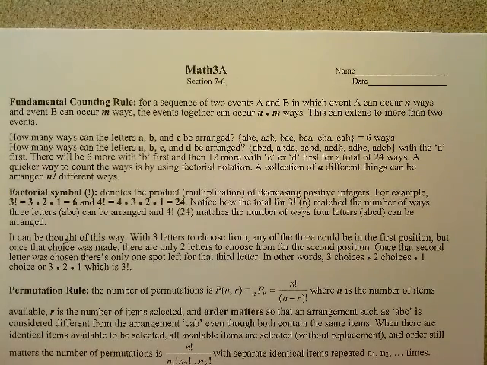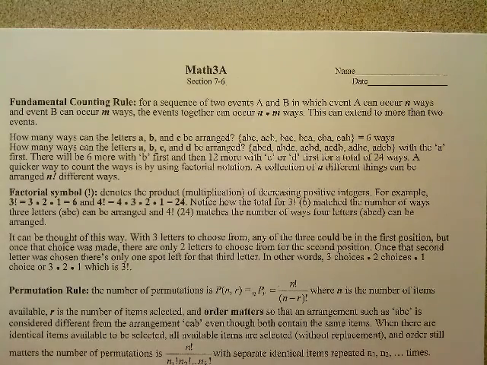So, how many ways can the letters A, B, C be arranged? Well, they could be ABC, ACB, BAC, BCA, CBA, and CAB. 6 different ways. How many ways can the letters A, B, C, and D be arranged?